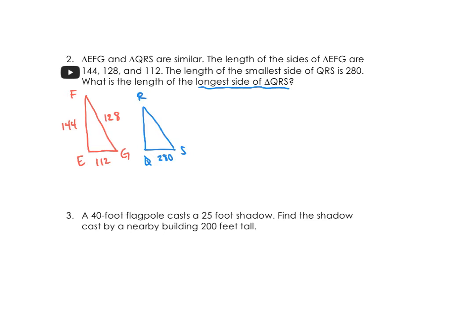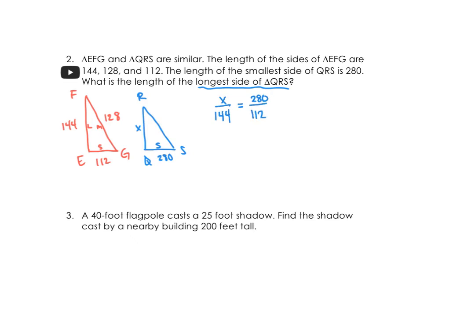Well, looking at the red triangle, we have our small, medium, and large, and we know that we have the small side of our other triangle. So to solve for this, we need to solve for the longest side, which we're just going to call x, and that's going to be matched up with the 144 because that is the longest side of the first triangle. So setting up my ratio, it's going to be x over 144, so those are my long sides, equal the small over the small, so 280 over 112.